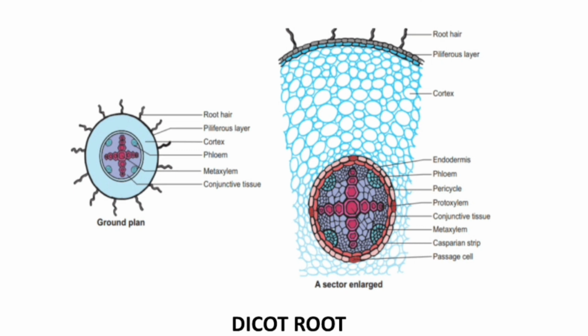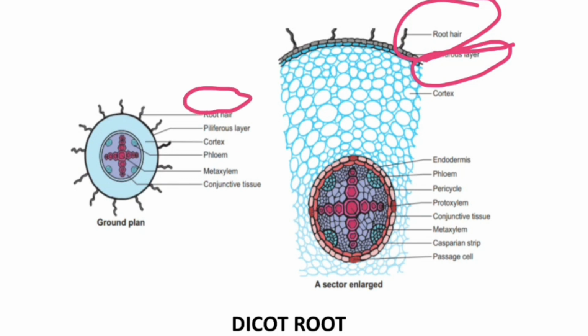The outermost layer of the root is known as epidermis or epiblemma, and due to the presence of root hair, this layer is also known as piliferous layer. It is made up of thin-walled parenchymatous cells that are compactly arranged. From this piliferous layer, small outgrowths known as root hair arise. The main function of epidermis is the protection and absorption of water and solutes.